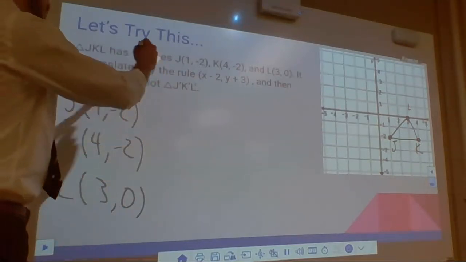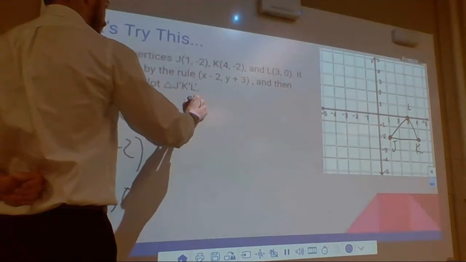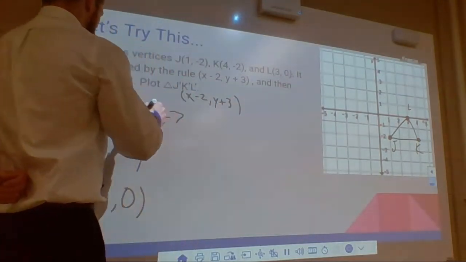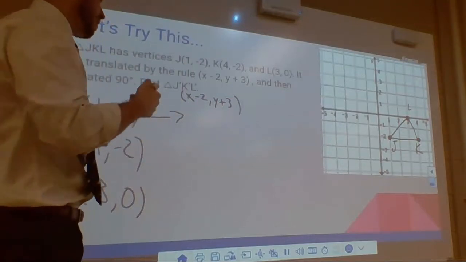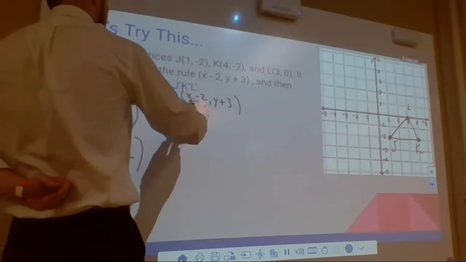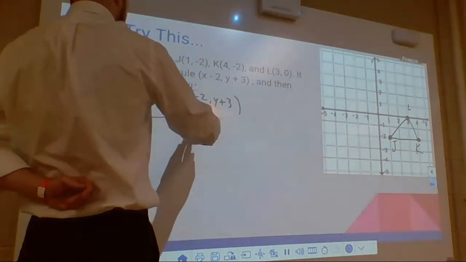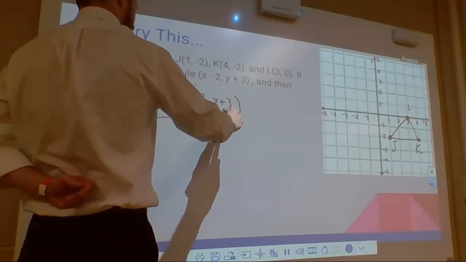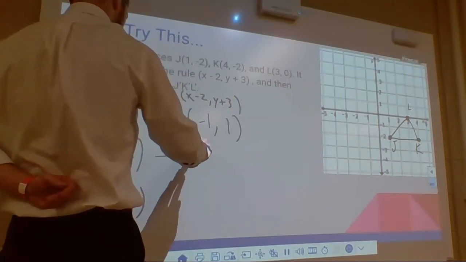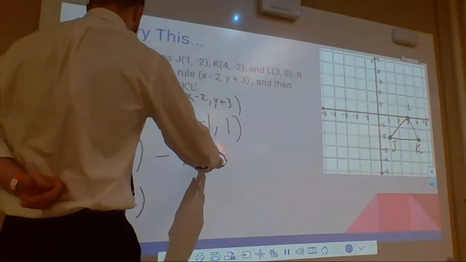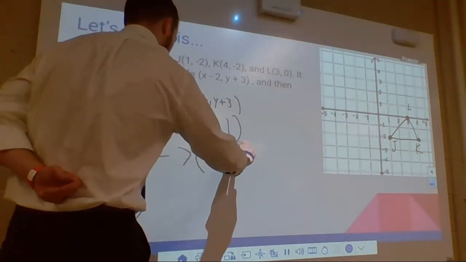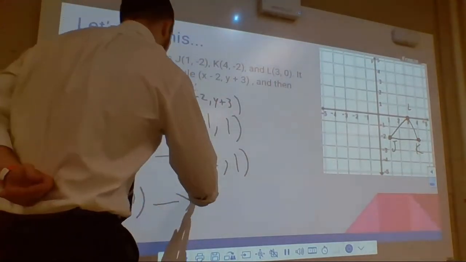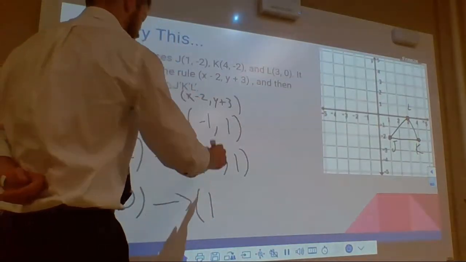Okay, so first we're translating by the rule (x - 2, y + 3). So we're subtracting 2 from the x coordinate and adding 3 to the y coordinate. Okay, so we're going to get 1 minus 2 is -1. -2 plus 3 is +1. And for K, 4 minus 2 is 2. -2 plus 3 is 1. For L, 3 minus 2 is 1. 0 plus 3 is 3.